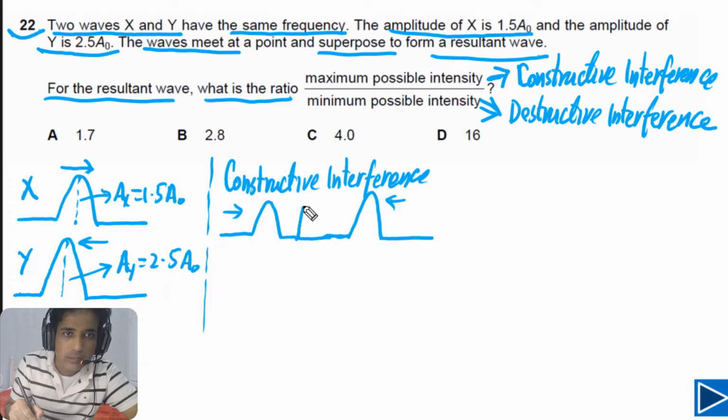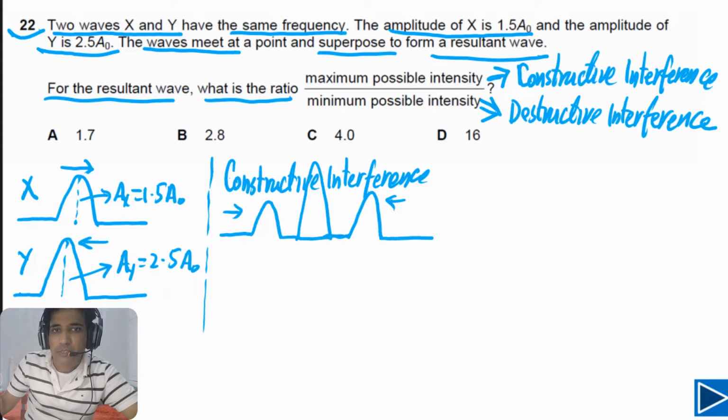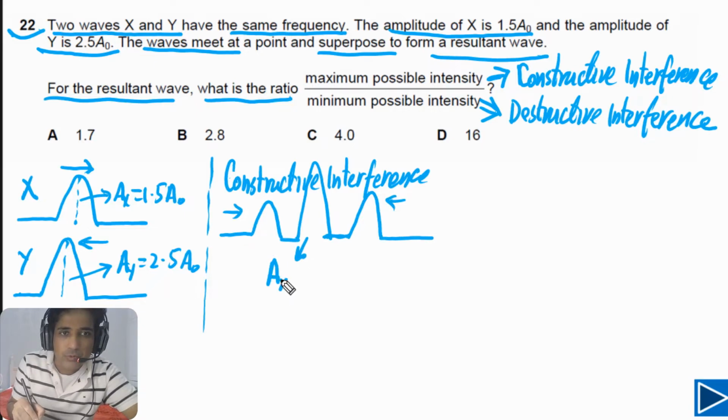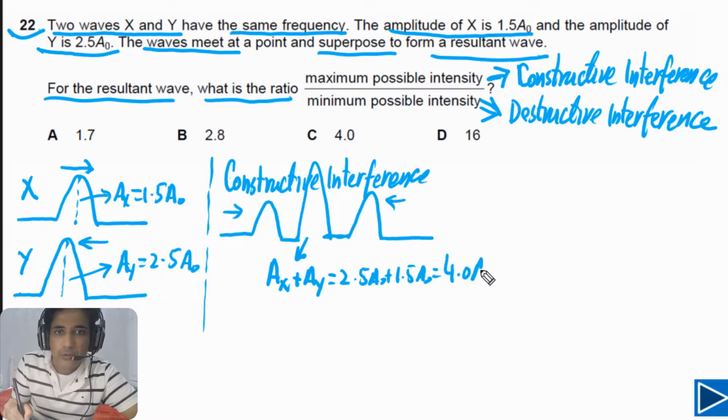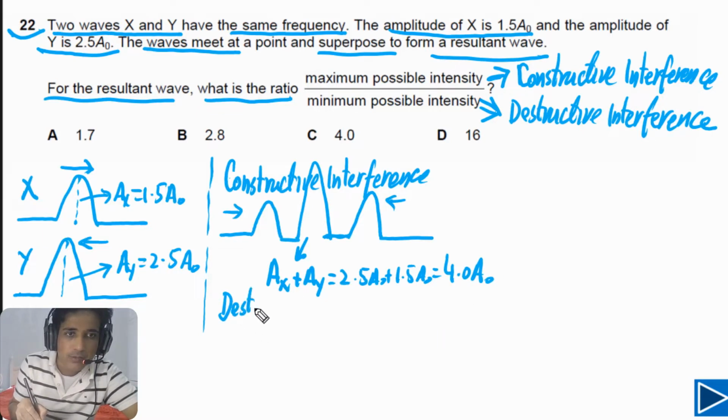So when they interfere constructively, we will get a super crest like this. It means we simply need to add these two waves together. So this is the super crest we will get when these two waves interfere. The amplitude of this super crest will be equal to the amplitude of X plus the amplitude of Y. So the final value of amplitude we will get is 2.5 A0 plus 1.5 A0, which is equal to 4.0 A0.